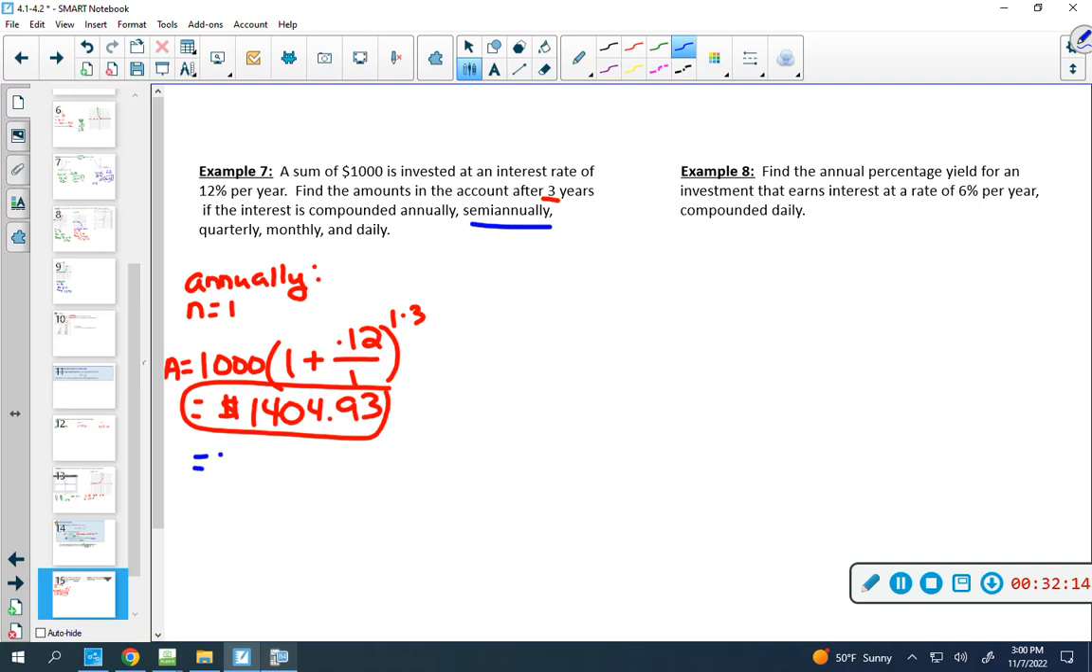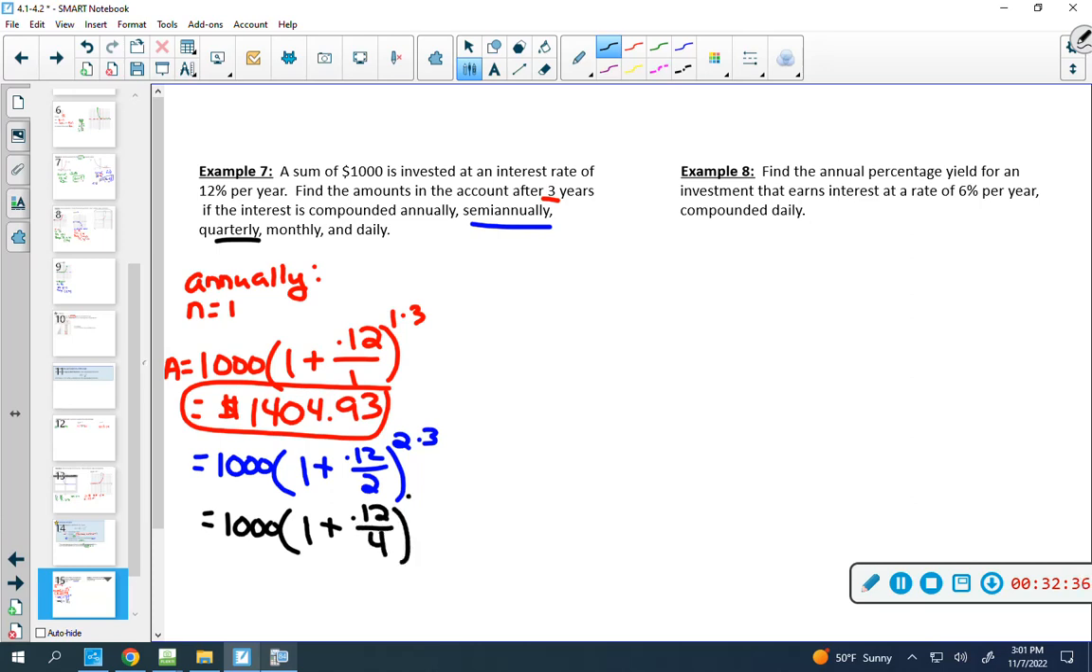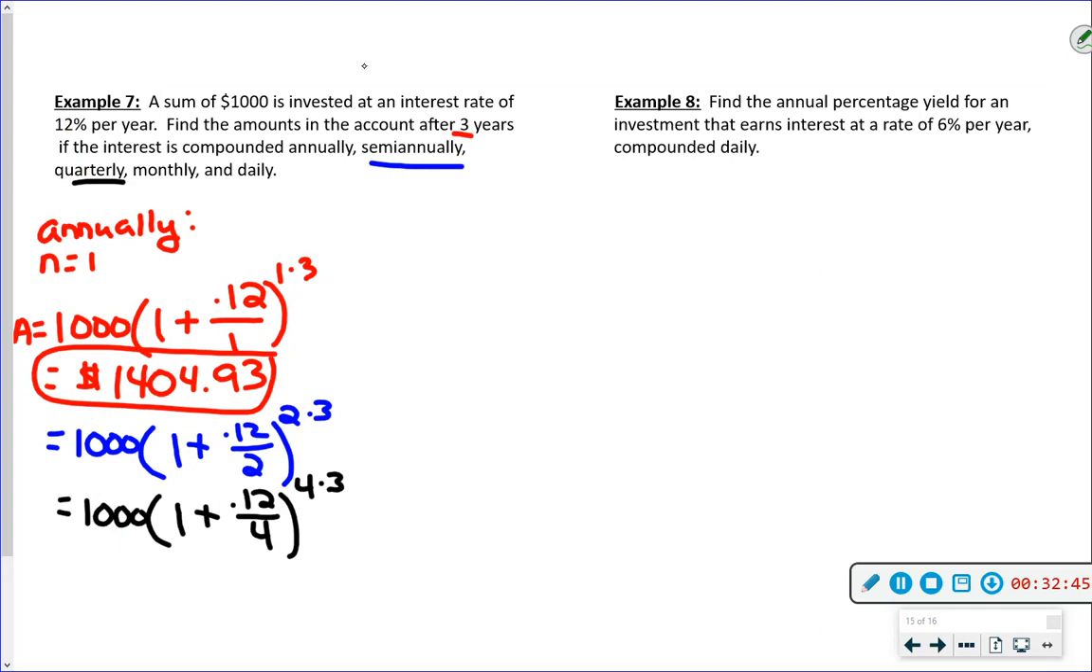Okay, so then we're going to do 1,000. Semi-annual, 2, we said. 2 times 3 now. So let me give you a second. Write that down. We'll type that in a minute. And then I'm going to do quarterly, or 4 quarters in the year. 4 times 3. Monthly, I'm going to change it to 12. And I'm running out of room.